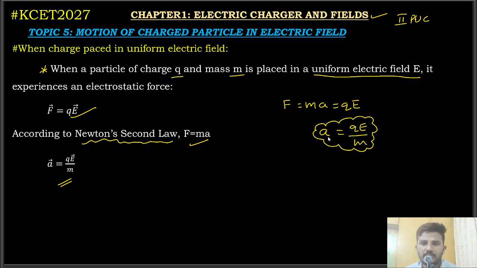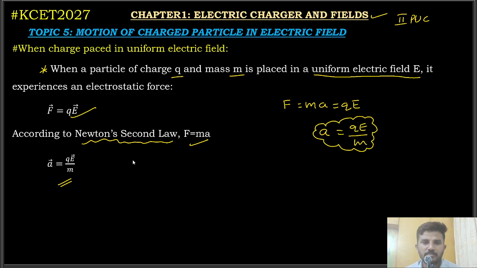So the acceleration depends on the strength of the electric field at that point, the magnitude of the charge, and the mass of the particle also. For example, if a proton is given, you take the charge of the proton and the mass of the proton. If an alpha particle is given, take the charge of the alpha particle and the mass of the alpha particle, like that.